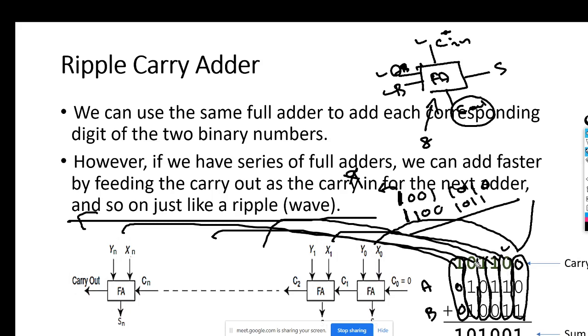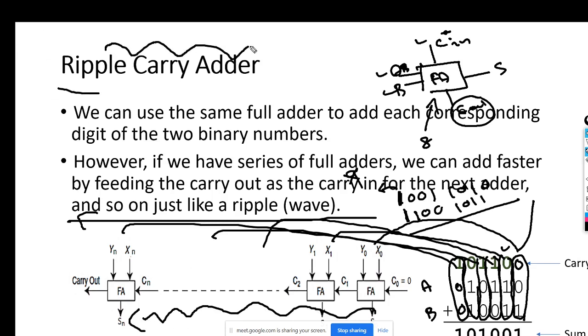Once you do this, you can go into the next one. So therefore, though we have assembled those in parallel serially, it will work like this, from right to the left. Ripple means something like a wave. So it executes like a wave from right to the left. So that is why we call it ripple carry adder.